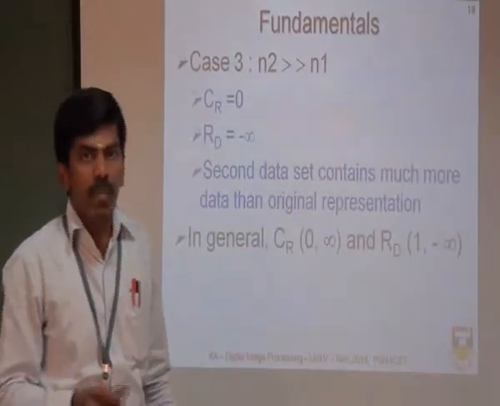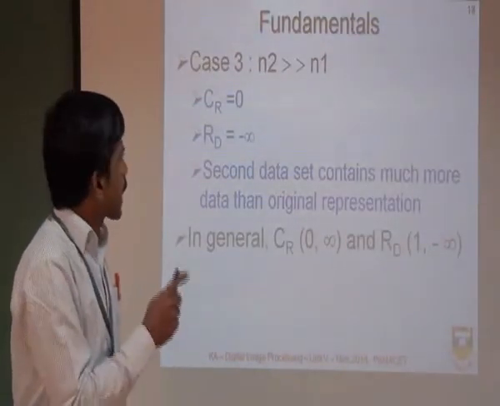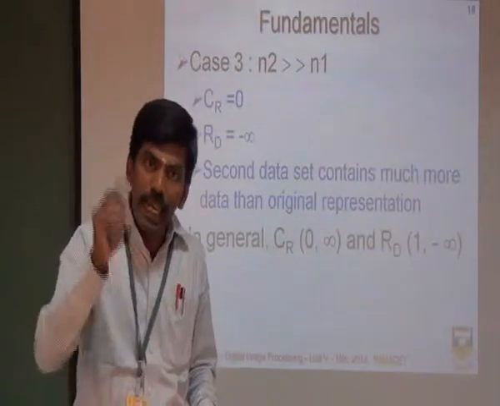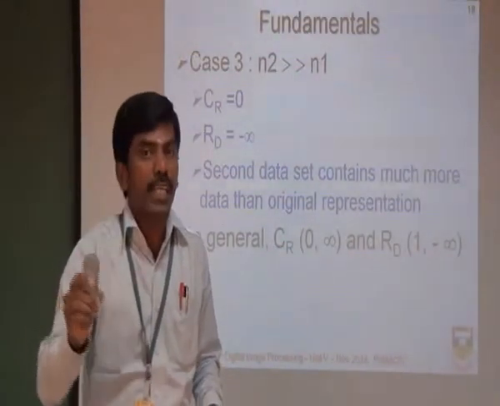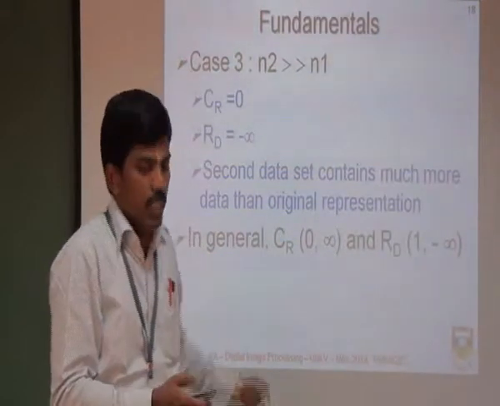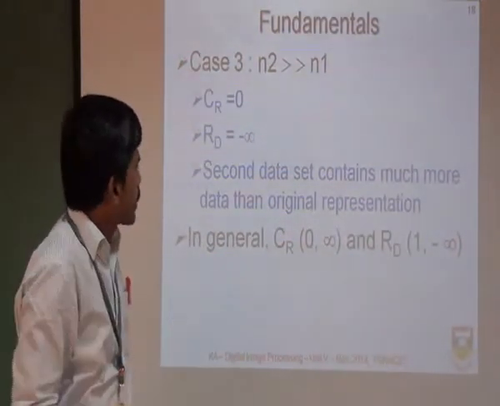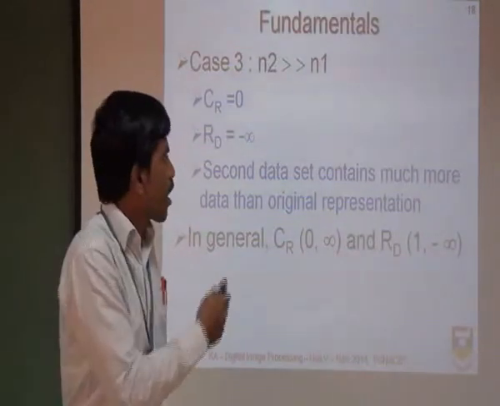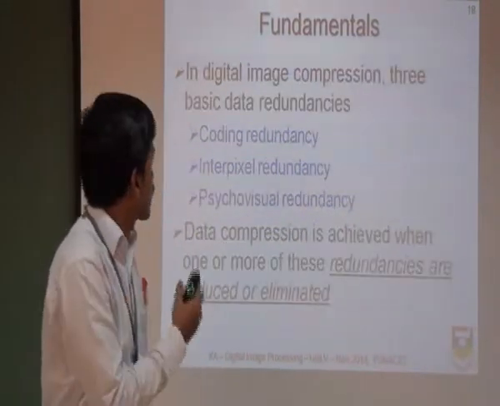In case 3, RD is infinity. What does that mean for the second data set? The second data N2 has much repetition as compared to N1. N1 has less repetition, and N2 has much repetition. So this is calculated between N1 and N2. Finally, CR varies from 0 to infinity, and similarly RD varies from 1 to minus infinity.